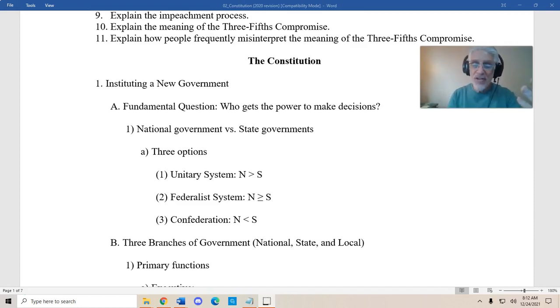So a unitary system where the national government has all the power, a confederate system where the state governments have the power, and then a federalist system where the national government does have more power than the states, but they share power as well.